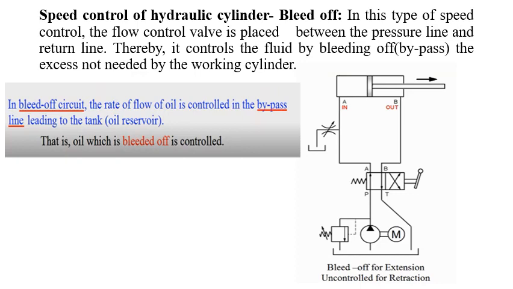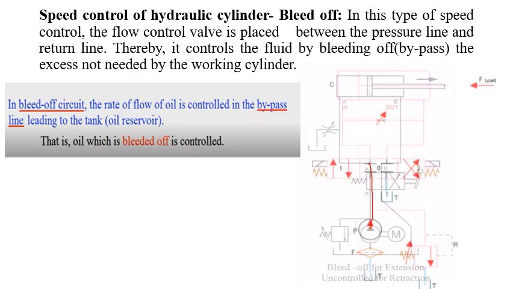So here this diagram shows bleed off for extension, uncontrolled for retraction. Look at this. Some valves are connected in these cases. Like this, the valves are installed. But in this diagram, it shows the flow control valve provided in this input line. See, the flow goes like this. It goes like this.